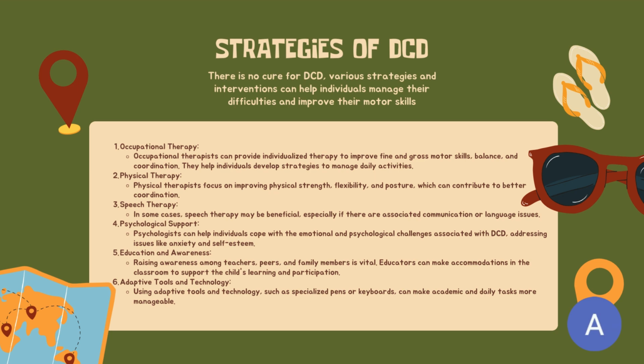The first one is occupational therapy. Occupational therapists can provide individualized therapy to improve fine motor skills and gross motor skills, balance, and coordination. They help individuals develop strategies to manage their daily activities. All right. Second is physical therapy. Physical therapy focuses on improving physical strength, flexibility, and posture. This can contribute to better coordination.